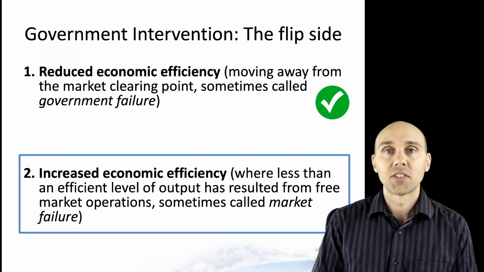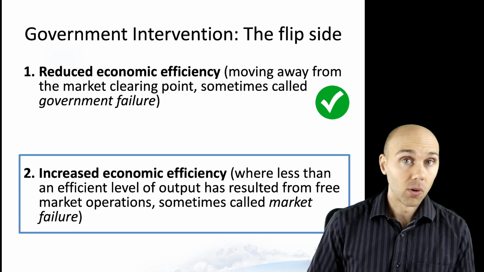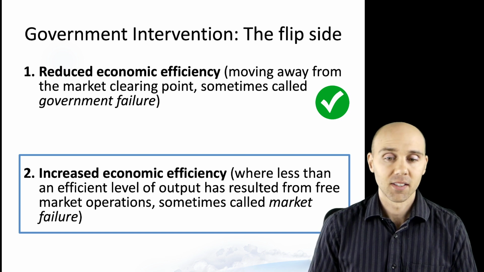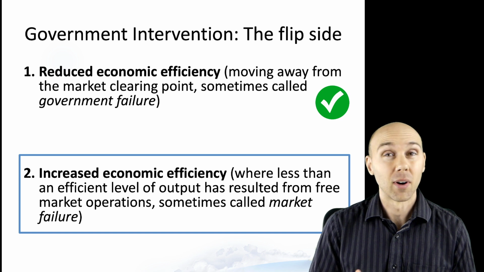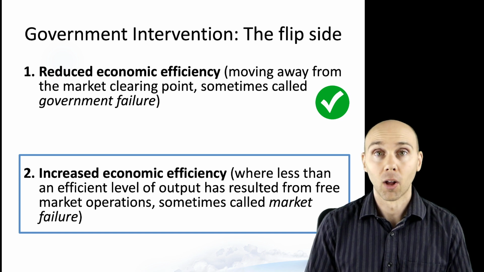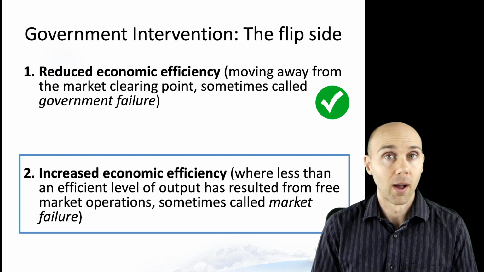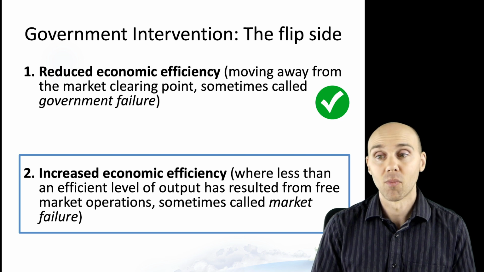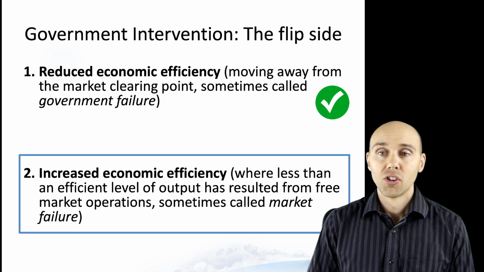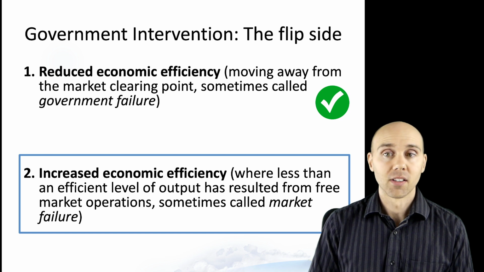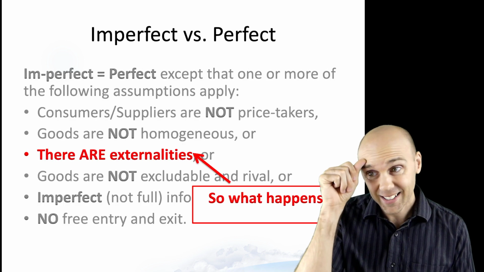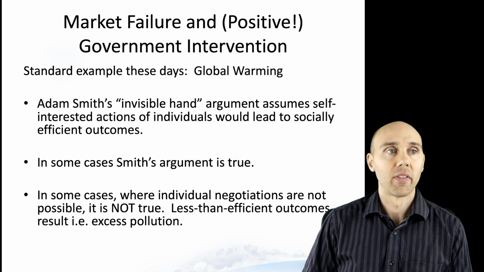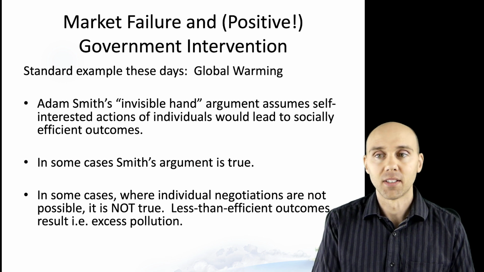And then the question is, well, which of these situations is more important, and which is the more common situation we find today? Are most of our markets largely free markets that reflect the conditions of perfect competition, or are most of the important markets situations where we have one of these violated assumptions and government intervention actually makes sense? So let's start with the first of these dot points that we're going to look at, and that's the situation where there are externalities, and we're going to see what happens then. So this is a situation where there's market failure and positive government intervention.